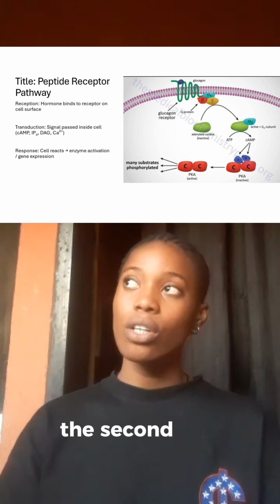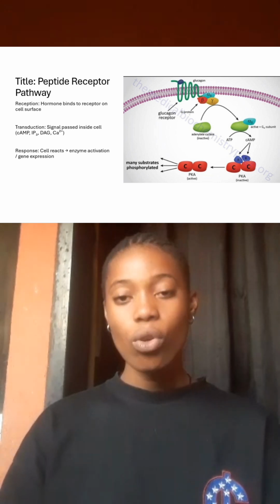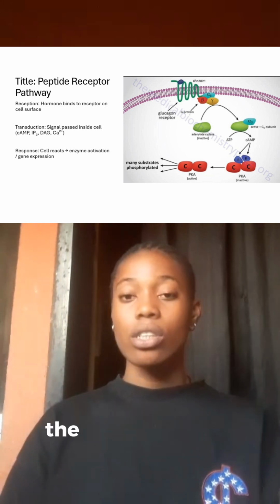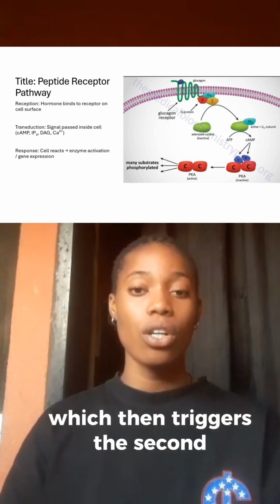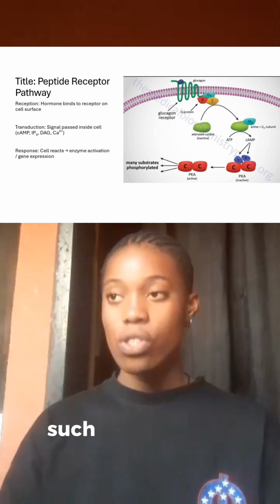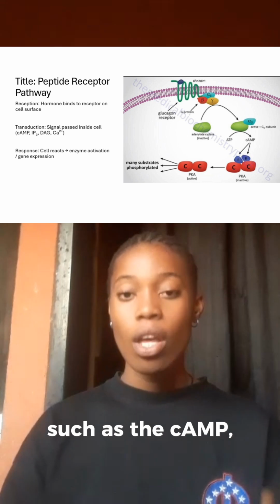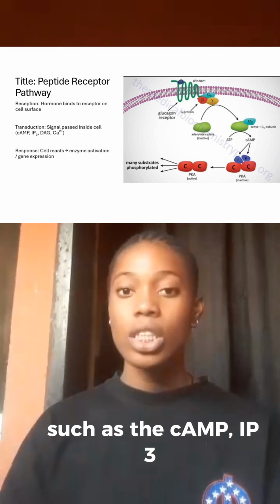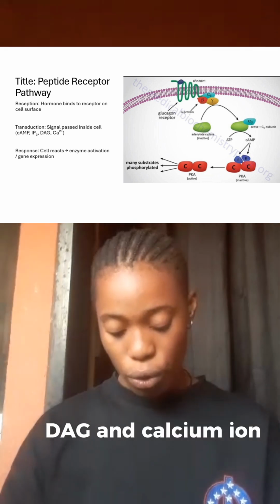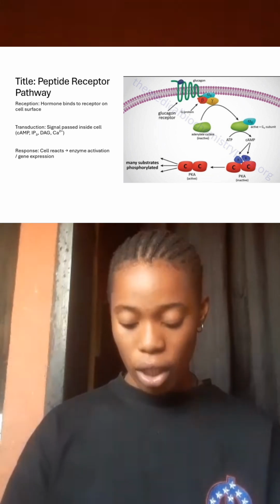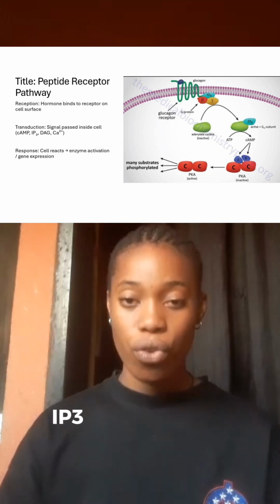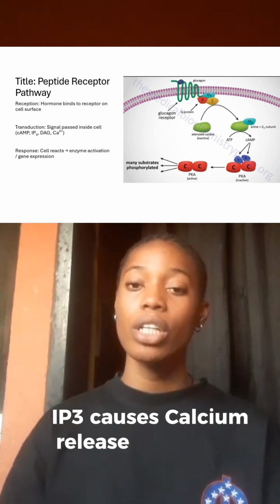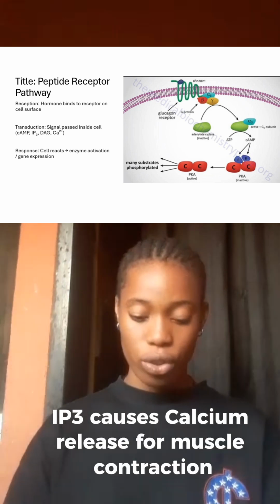The second one is the transduction. Once the binding occurs, the receptor activates the G protein, which then triggers the second messenger, such as cAMP, IP3, DAG, and calcium ion. For example, cAMP regulates metabolism, while IP3 causes calcium release for muscle contraction.